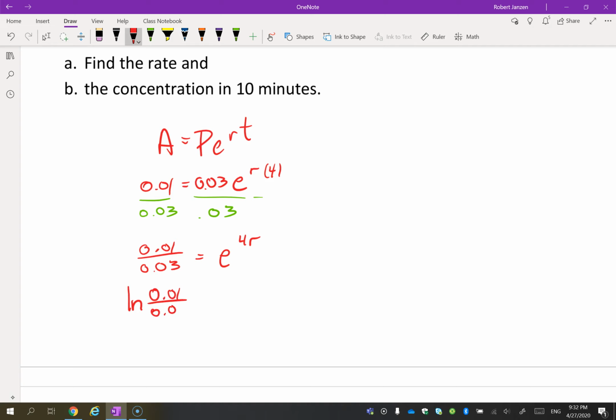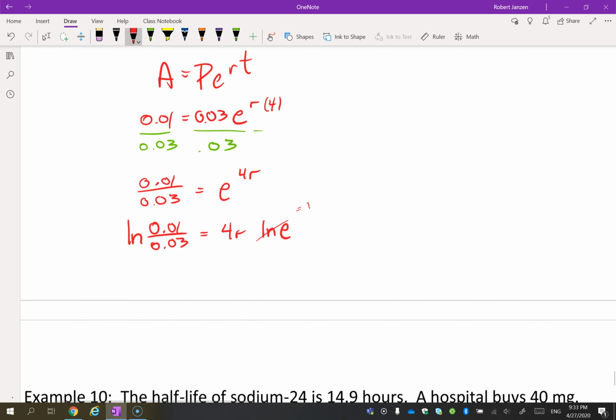So you're going to take the log of 0.1 over 0.03, and if I take the log here, I can put the exponent in front, and again this is going to be just 1. So how do I get R? I'm going to divide by 4. Okay, so let's put that in the calculator. So 0.01 divided by 0.03 divided by 4.